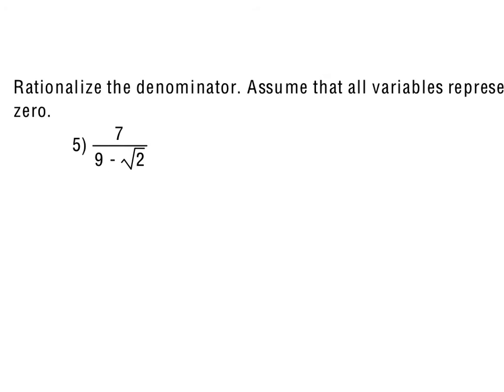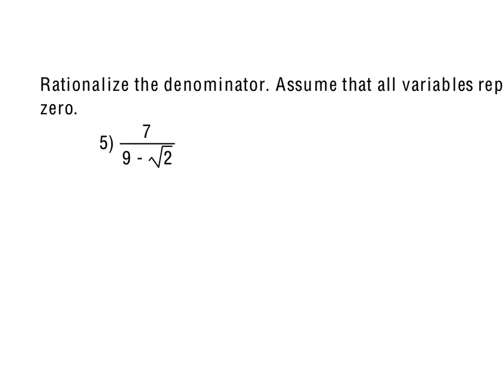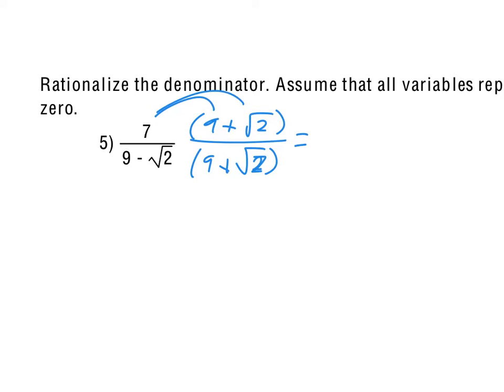Number 5, we have a binomial in the denominator, a 9 minus the square root of 2, so I have to use the conjugate for that, which would be 9 plus the square root of 2. In this case, at least it's not too bad for figuring out the product of my numerator, since it's just a 7 there. We just distribute the 7 through, we get 63 plus 7 square roots of 2. You can box or FOIL out this denominator. However, with these conjugates, there is a special pattern where it ends up just being the first term squared.